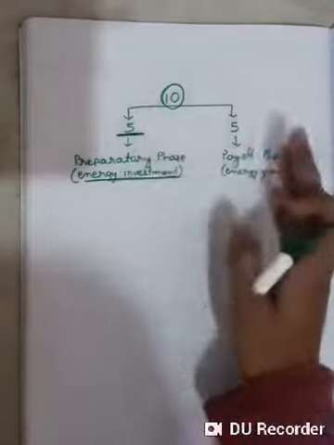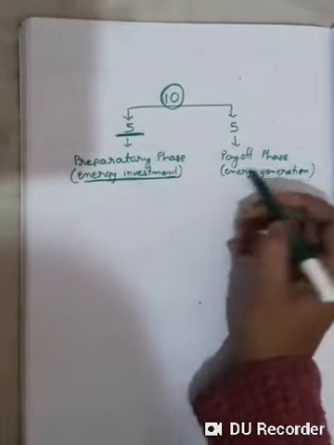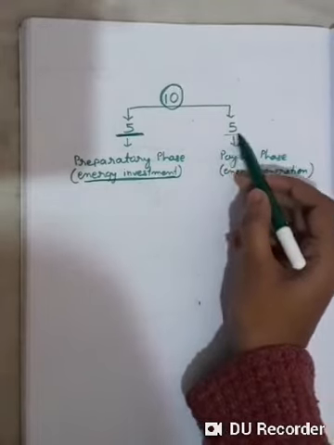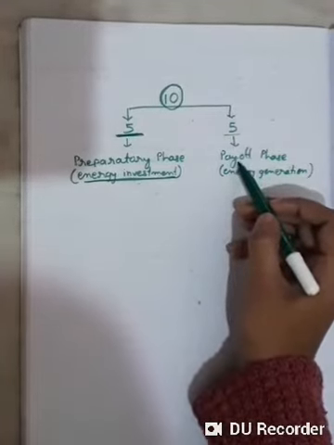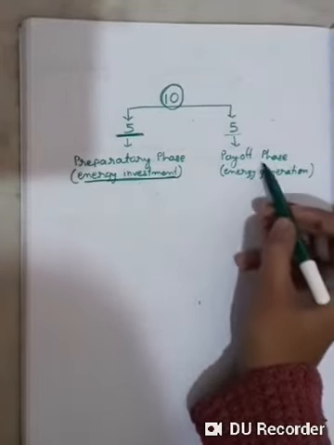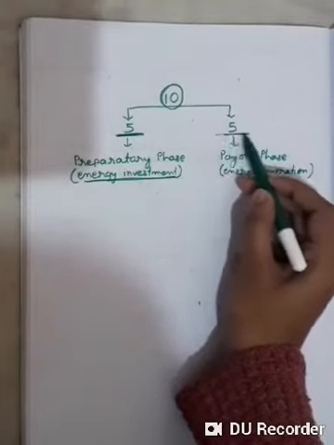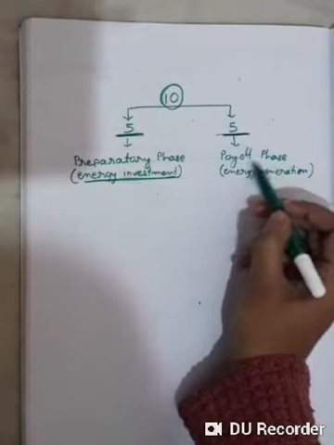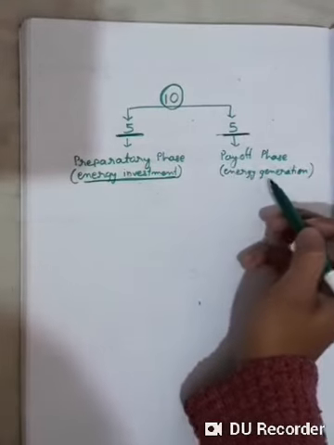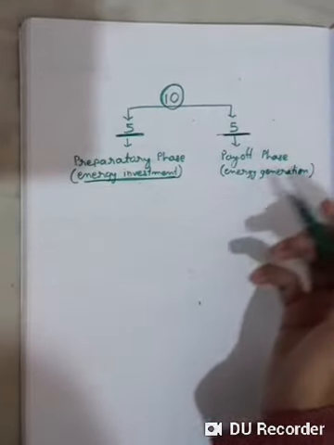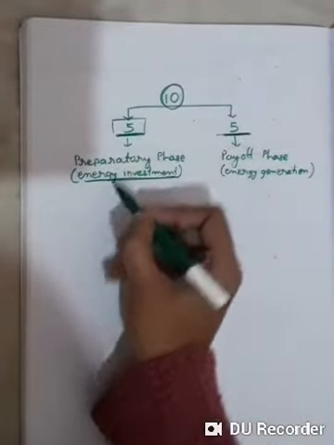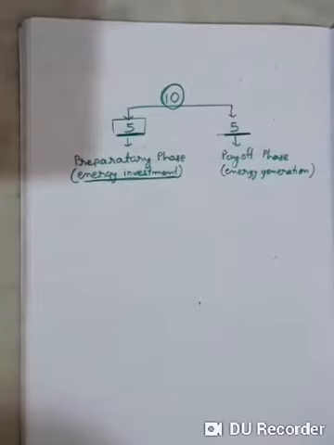Okay, and the next 5 steps are the payoff phase. These 5 steps will pay off the energy. It will generate energy. So, these second 5 steps are also called the payoff phase or energy generation phase. Okay, let's discuss the first 5 steps, that is the preparatory phase.